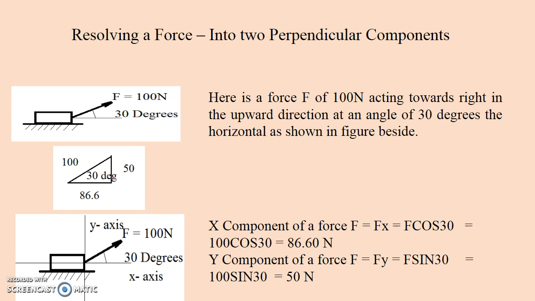In the first picture we have a block resting on a surface, acted upon by a force F of 100 newtons inclined at 30 degrees with the horizontal. This is a force acting towards right in the upward direction. Now if we try to resolve the effects of this force in two perpendicular directions, that is x and y, as depicted in the third figure.